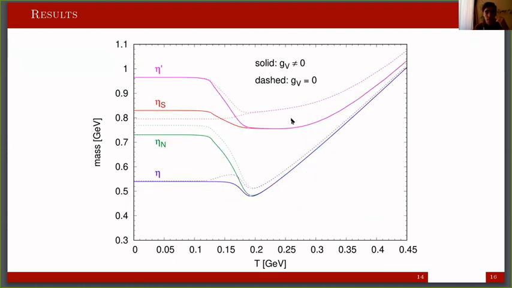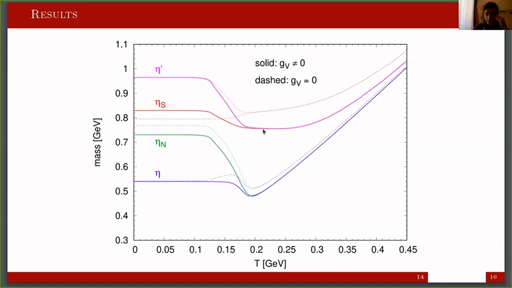I show this eta in an underplot. It shows that for 0 temperature, as I said, there is a mixing, and the eta prime and eta are a mixture of non-strange and strange. But after the symmetry restoration, it becomes purely strange and non-strange.